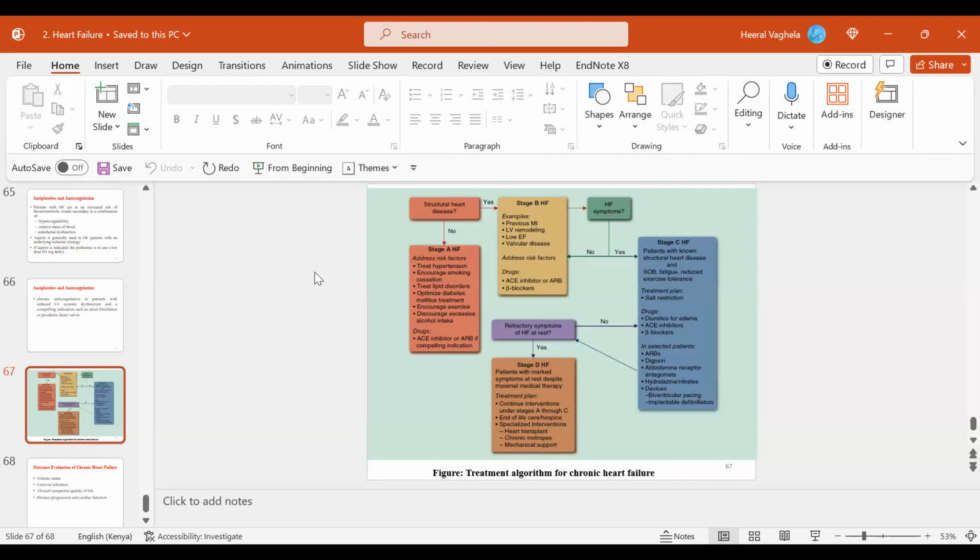Which other anticoagulants besides aspirin and warfarin? Which ones do we know of? Clopidogrel. Sorry? Clopidogrel. Yes, clopidogrel, or you have unfractionated heparin, or the low molecular weight heparins. Yeah, that is it for heart failure. Any questions?